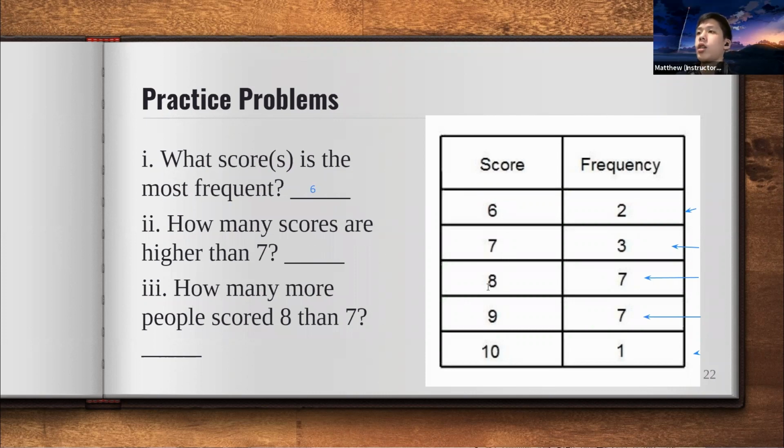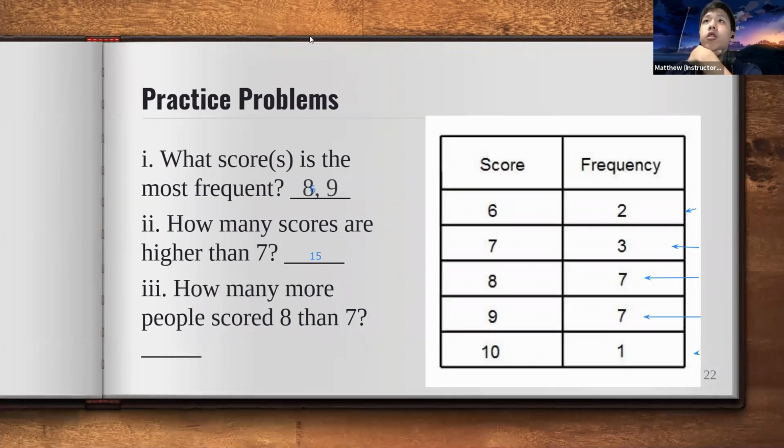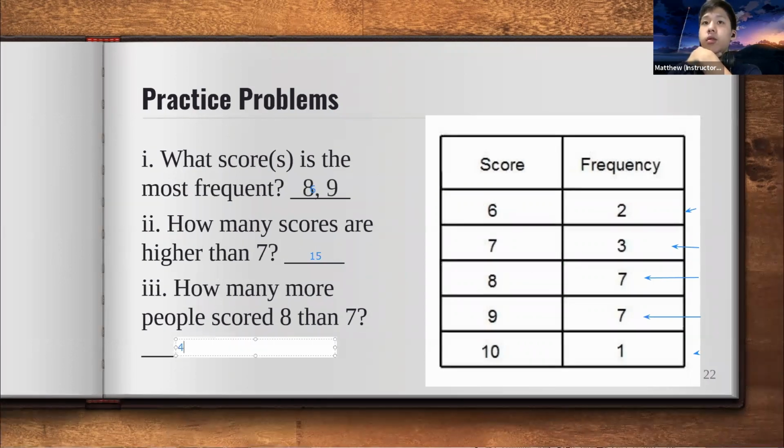Most scores are higher than 7. 8, 9, and 10 are all higher than 7. So it's 7 plus 7 plus 1. So there are 15 scores higher than 7. How many more people scored 8 than 7? 7 people scored 8 and 3 people scored 7, so the answer would be 4. Right? You all get this?